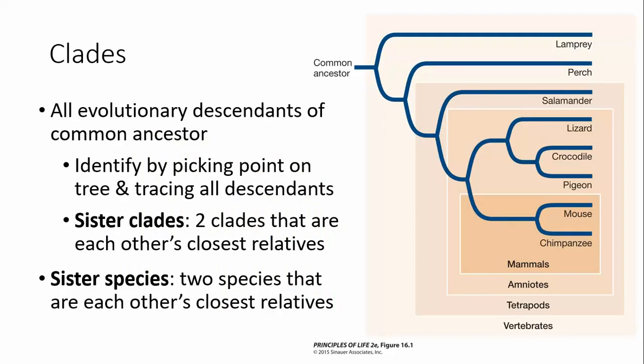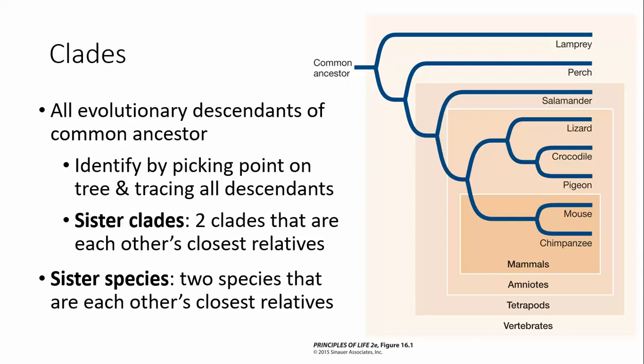So a clade, which is where the word cladogram gets its name from, is all the evolutionary descendants of a common ancestor. So if we trace back the common ancestor of a lot of these vertebrates, then that would mean that all of us who have vertebral columns are in the same clade because we all share that common ancestor.